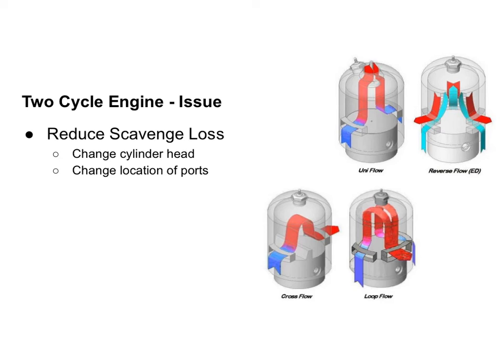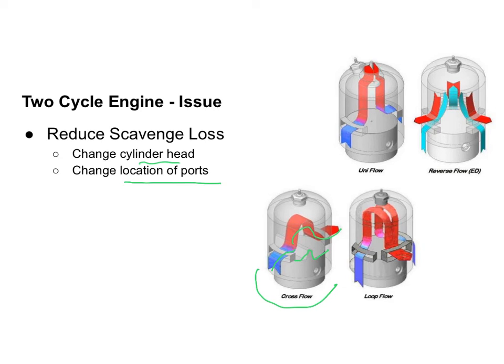One of the ways to reduce scavenge loss is to do a couple things. One is to change the cylinder head. In this diagram here, the cylinder head has been changed to reduce the airflow of the unspent air fuel mixture before it gets out to the exhaust port. So that's one method. Another method is to change the location of ports.